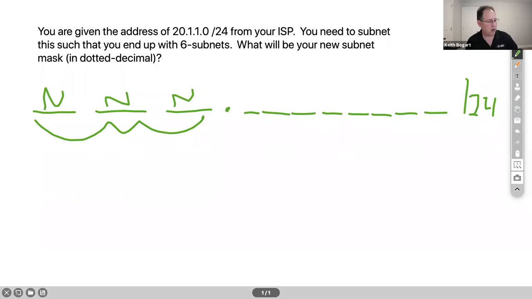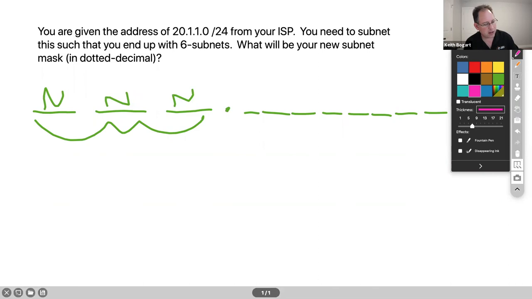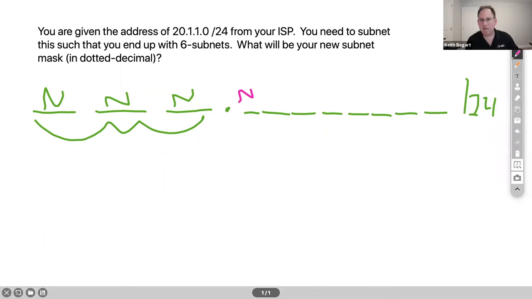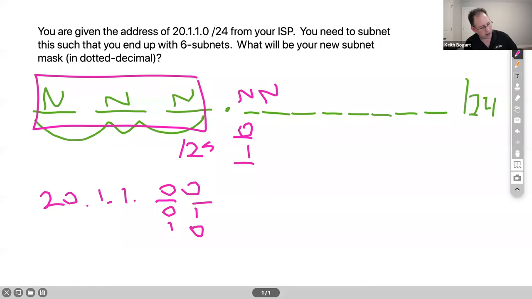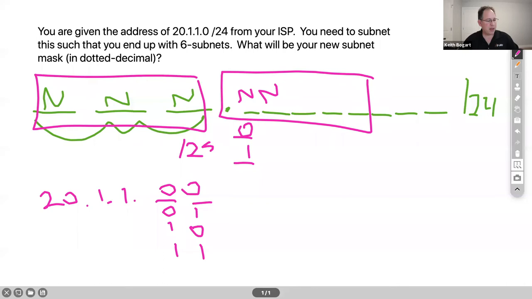Now I know what I need to do is convert some of these host bits into networking bits to give me some variations. If I convert just one of them into a networking bit, that gives me 2 combinations, right? So now I could have 20.1.1 and this bit is a 0, that's one network, and then 20.1.1 and this bit is a 1, that's another network. That would be /25, right? I've just stolen one networking bit. If I steal 2 networking bits, that gives me 4 combinations, all of them beginning with 20.1.1. Combination 1 could start with 00, combination 2 could be 01, combination 3, 10, and combination 4, 11.